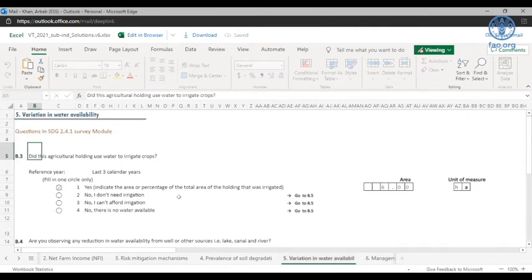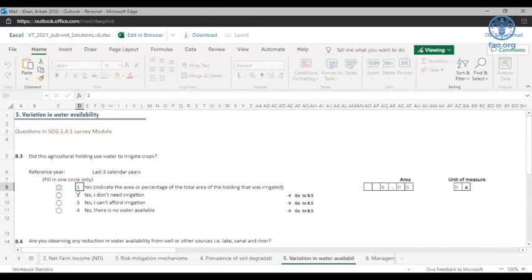Question: did this holding use water to irrigate crops? The responses or options given are yes. If yes, then indicate the percentage or area of the holding that was irrigated. Area was given as 6, the unit of measure was hectares. Second, no, I don't need irrigation. No, I cannot afford irrigation. No, there is no water available. So the no has several other responses.